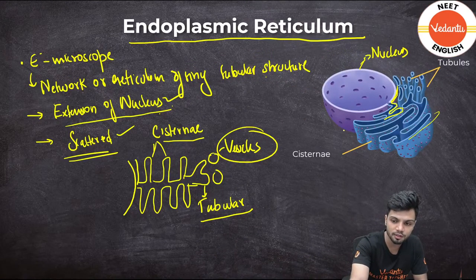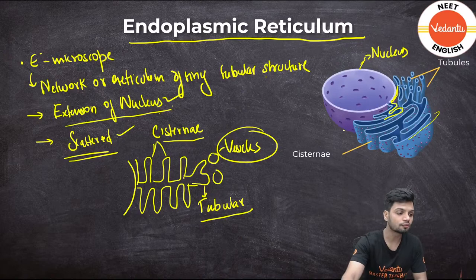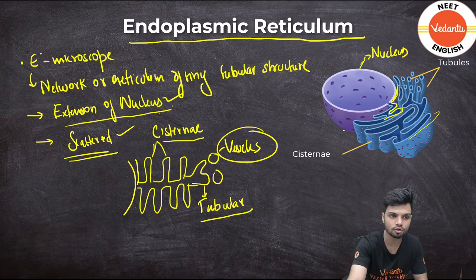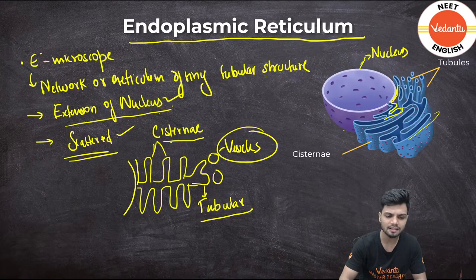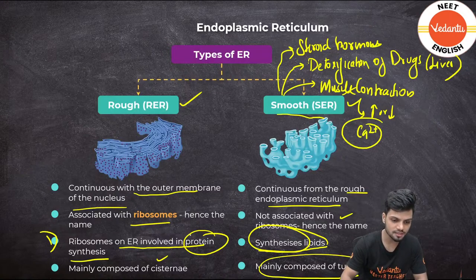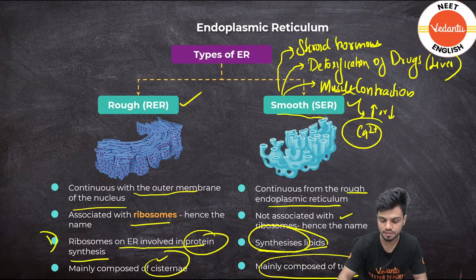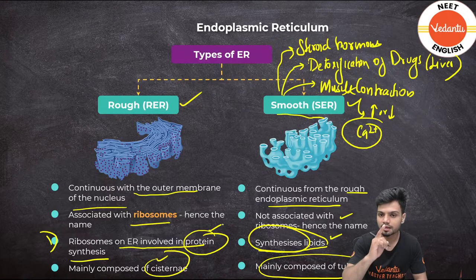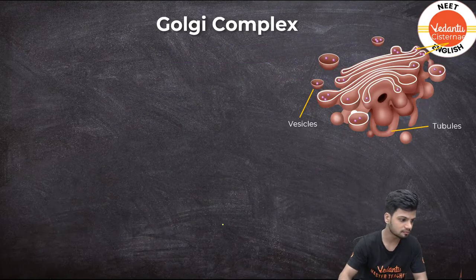Any doubt in endoplasmic reticulum, ask me right now. If you open your NCERT, you can find all of this information there also: electron microscope, network, reticular connection, extension of the nucleus, scattered, and it has cisternae. It has vesicle formation, also tubular formation. We have rough endoplasmic reticulum and smooth endoplasmic reticulum. Functions are important here. It is mainly composed of cisternae and tubules, involved in lipids and protein synthesis. Clear?